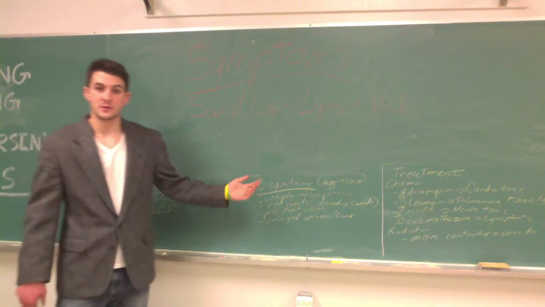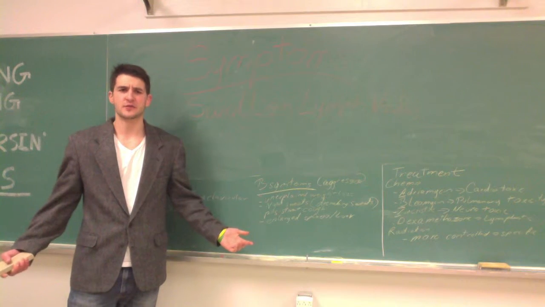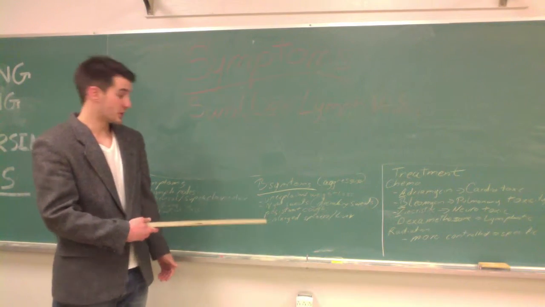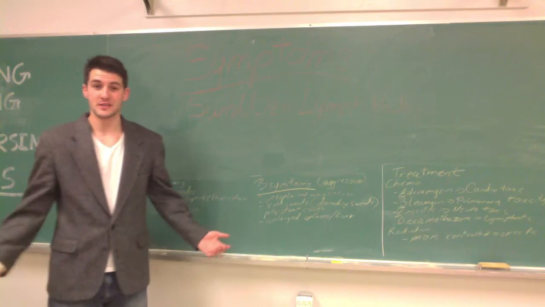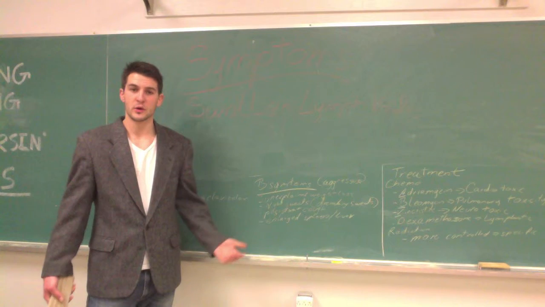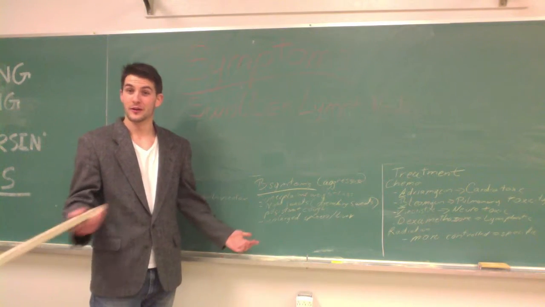Then you can have B symptoms, which are the more aggressive symptoms. I like to think of it as if you ran a marathon in the middle of the night. You're going to have unexplained weight loss, lots of night sweats, a persistent cough like you're hacking up a lung, and then you're also going to have an enlarged spleen or liver. And we know that the spleen and the liver are both used for filtering.